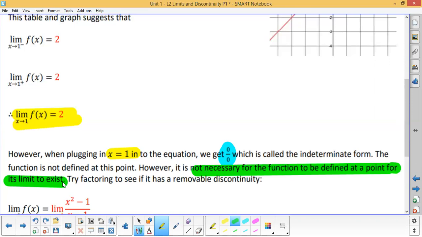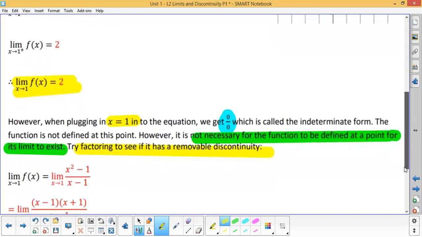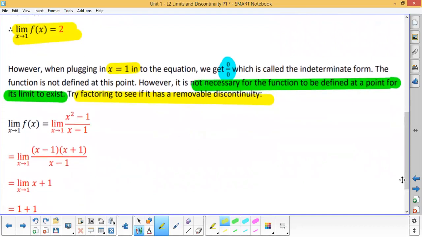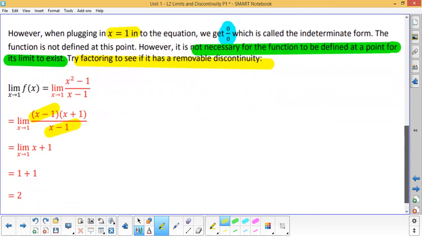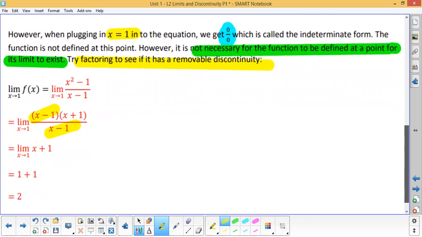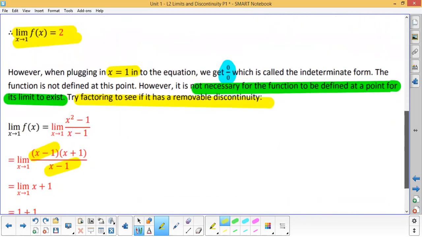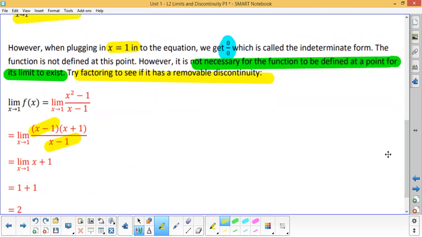By factoring, I believe you learned this in MCR, and we definitely learned this in MHF, you will discover that there is a removable discontinuity. So if we factor numerator and denominator, you will see by eliminating x minus 1, you know there has to be a removable discontinuity there, but we can solve the limit, and the limit is equal to 2. So algebraically, or if you choose to solve graphically, you are going to discover that the limit does in fact exist.